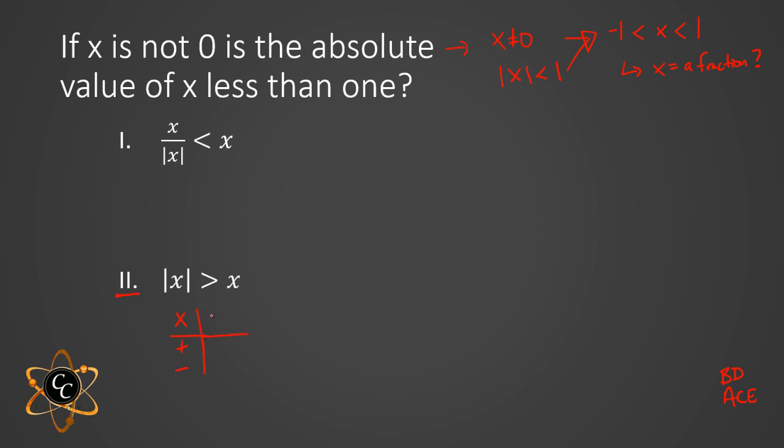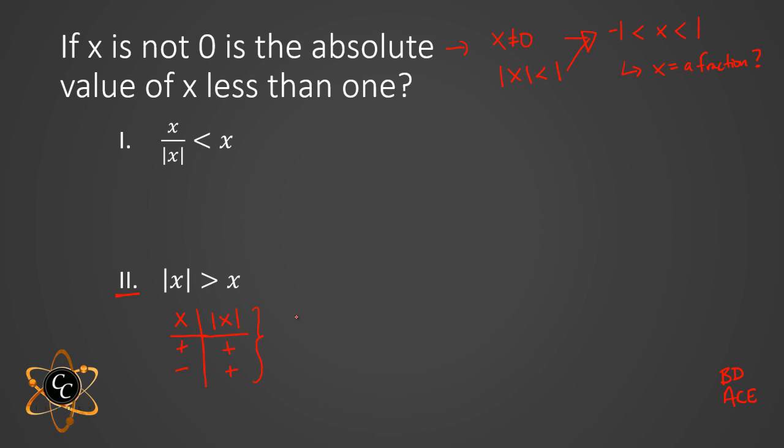So what does that tell us for the absolute value of x? Well, if x is positive, then the absolute value of x is positive. And if x is negative, the absolute value of x is also positive, right? So for which of these two cases can we say anything conclusive, or what is the absolute value of x being greater than x? When is that true for either of these cases?